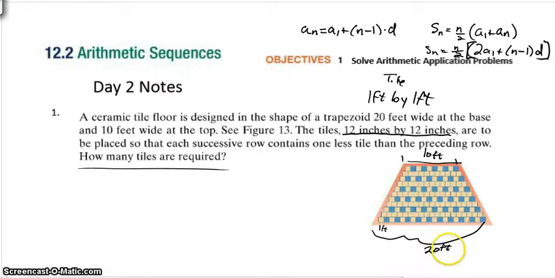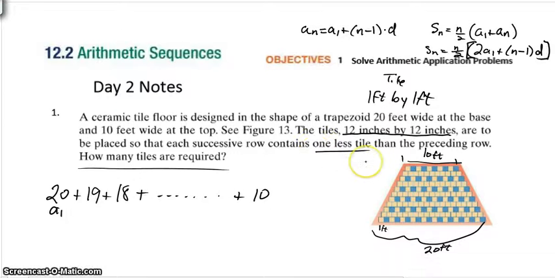Wow, so if I start off at the bottom, there are 20 tiles. The next row would have what? 19, because there's one less tile. The next row after that would be 18. And we're going to keep going until we get to the end at 10. So I know my first term in this pattern is 20. When I'm dealing with one less tile, my common difference is -1. The question is, what exactly do we have here for our nth term?